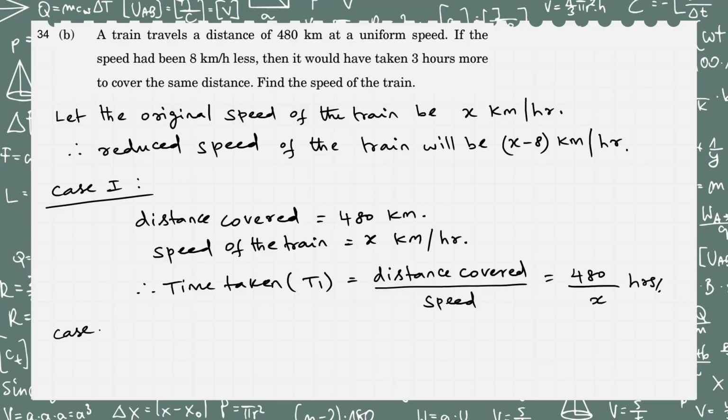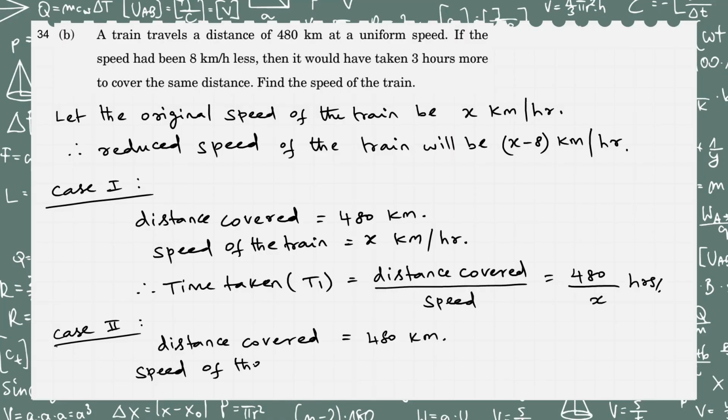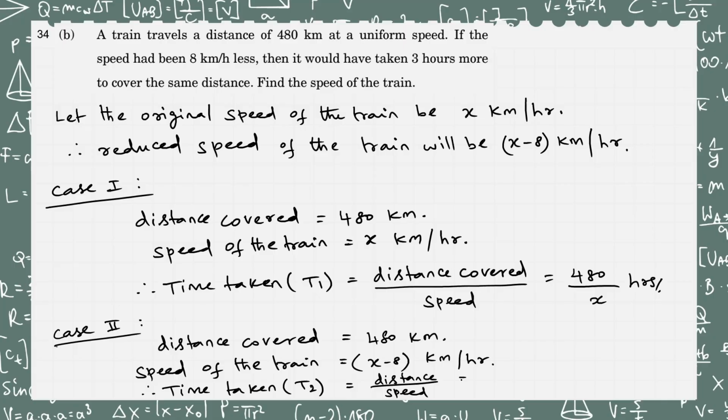And let us see for case 2 the same way. Distance covered is the same, no change. So distance covered equal to 480 kilometers and speed of the train, new speed, right? It is x minus 8 kilometers per hour. Therefore, time taken, I am going to call it T2. The formula will be the same, distance by speed, it will be 480 divided by x minus 8 and it will be in hours.